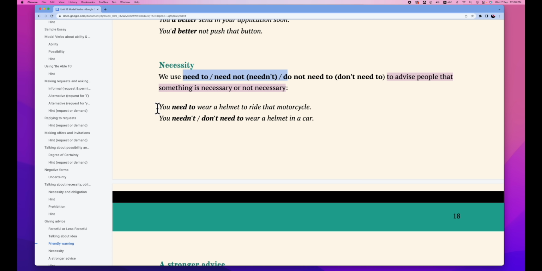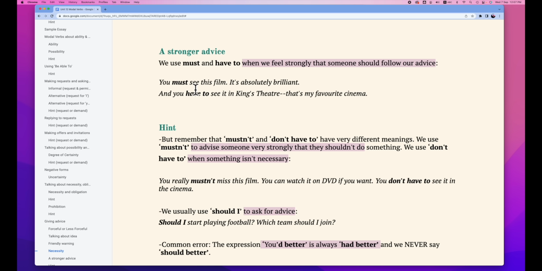When we are giving stronger advice, we could use must and have to. Let's take a look. We use must and have to when we feel strongly that someone should follow our advice. You must see this film. It's absolutely brilliant. And you have to see it in King's Theater. That's my favorite cinema. And there are some hints when we are using modal verbs to give advice. Let's take a look.